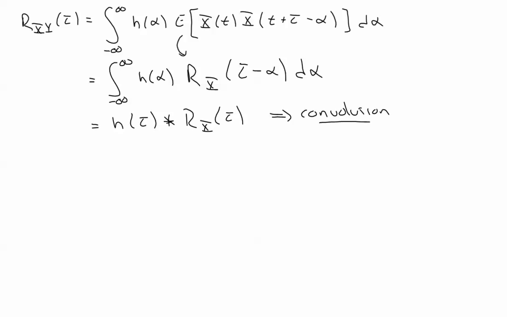For a linear system, the cross-correlation of the input and output is simply the impulse response of my linear system convolved with the autocorrelation of the input. This is a result that we're going to use in order to find the autocorrelation of the output, so hang on to this for a minute. But we could also take the Fourier transform of both sides.